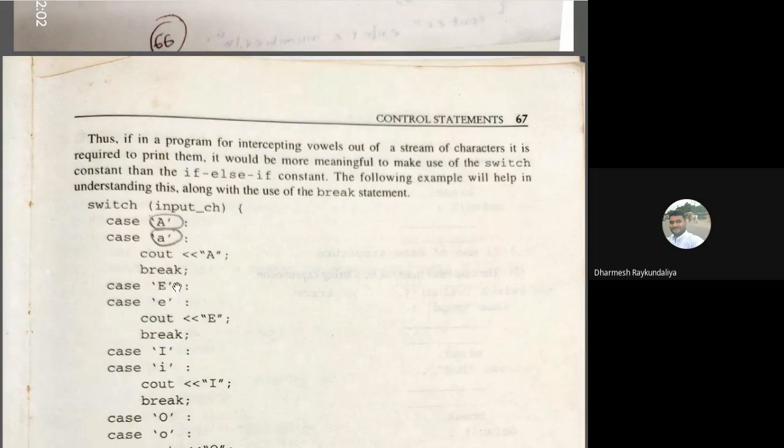You can see that this is enclosed in single quotes. It means it is a character. So another vowel is E.